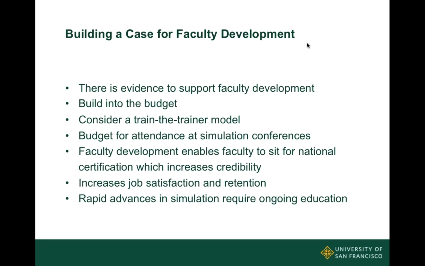So back to this faculty development notion and budgeting for it. Oftentimes, when we get budget to build a program, we've built a business case, we forget that we have to add in budget for faculty development, ongoing faculty development. Train the trainer model is something to consider. Sending people to simulation conferences like IMSH and INACSL is critical.